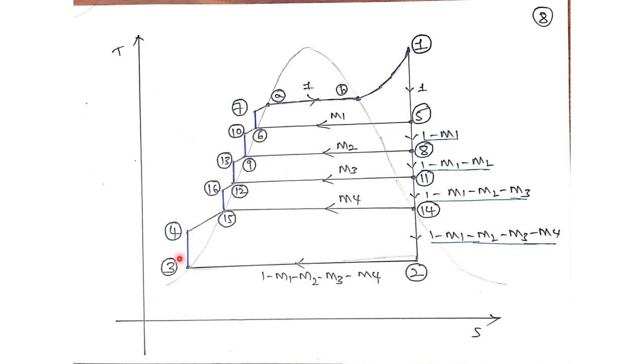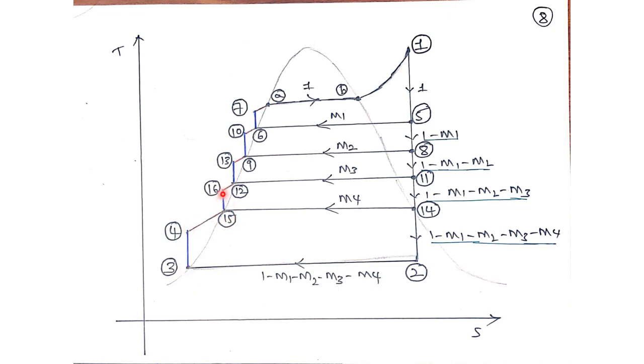Guys, the arrow marks are being missed here. So kindly draw the arrow marks. What I was discussing. Yes. So it is mass flow rate into enthalpy difference. Mass flow rate is 1 minus M1 minus M2 minus M4 into enthalpy difference. Here it is what? So initial minus final, H3 minus H4.